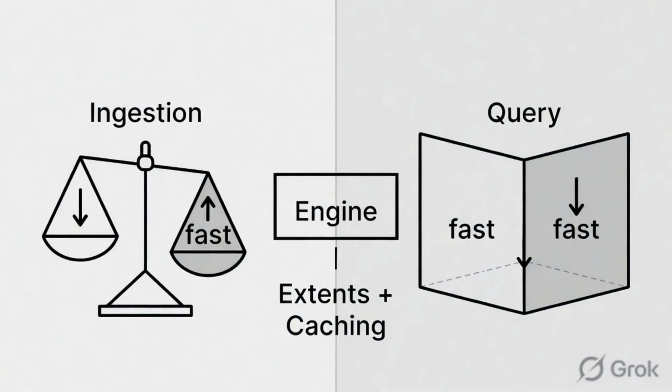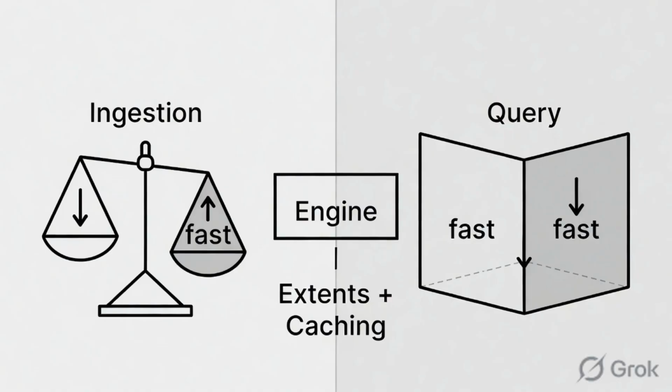Hey everyone, check out this split view diagram. It captures the whole magic of ADX in one picture. On the left, the ingestion path shoots data in fast. Think real-time logs or telemetry pouring into the engine with that big incoming arrow. On the right, the query path shoots results out fast. Your KQL query gets answered quickly with that outgoing arrow.